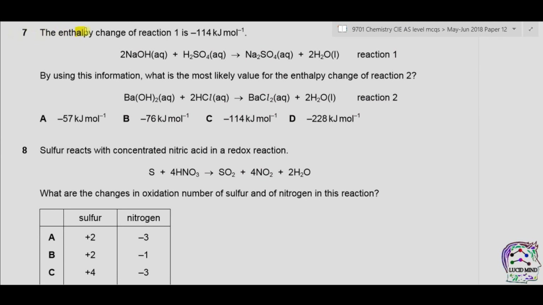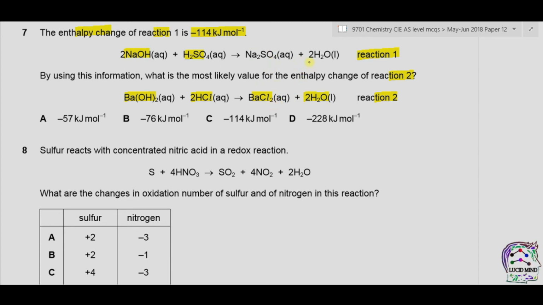Question 7. The enthalpy change of reaction 1 is minus 114 kilojoules per mole. This is reaction 1. We can see that alkali and acid, they react to form salt and water. By using this information, what is most likely value for the enthalpy change of reaction 2? In reaction 2, we can see that alkali and acid are reacting to form salt and water. So both reaction 1 and reaction 2 are neutralization reactions.